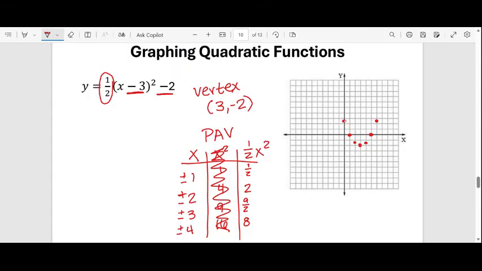There's your y-intercept at 0, 2.5. And then left and right 4 squares, up 8 squares. And you will have a wide quadratic that has been moved on your coordinate plane to the right 3 and down 2 squares.